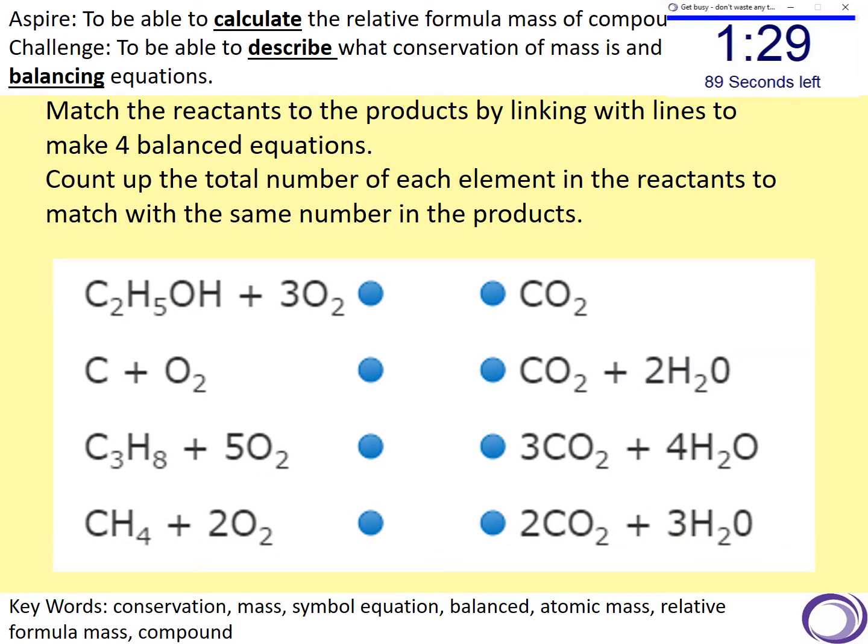Let's put that little bit of knowledge to the test. On the left-hand side of the page, we have a series of reactants. On the right-hand side of the page, we've got a series of products. What you need to do is match the reactant with the correct product to produce 4 balanced equations. So count up the total number of each element in the reactants to match with the same number in the products. I'm going to give you a minute and a half to have a go at those.